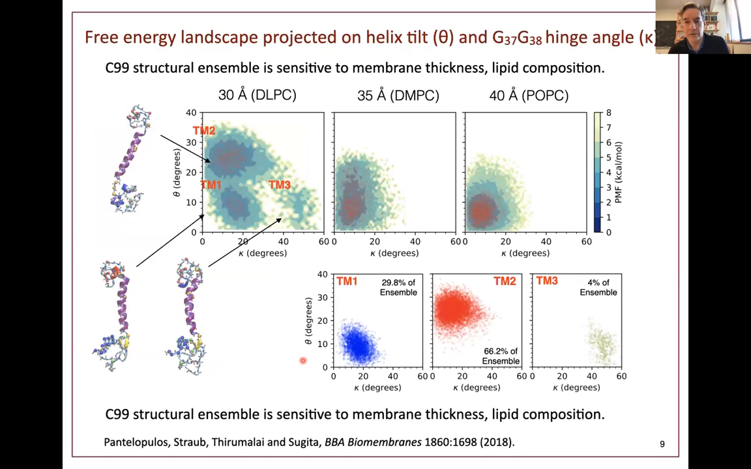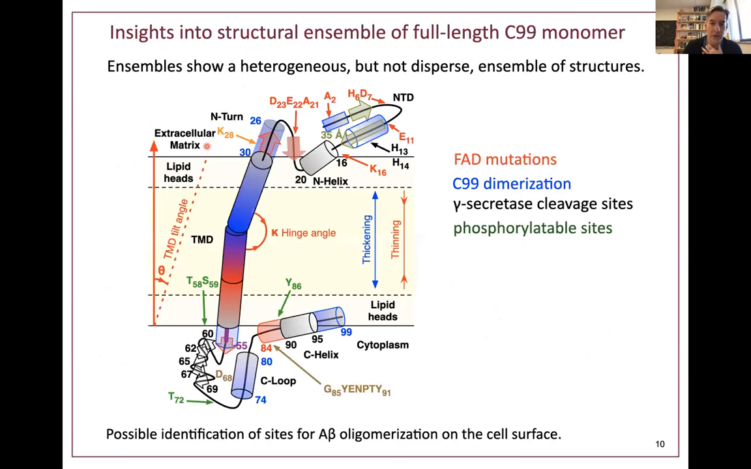The take-home message of this slide is simply that when looking at a variety of membrane thicknesses, we can see significant differences in the structural ensemble of C99, and in particular differences in the tilt angle, as you would expect, but also the relative orientation of the N-terminal helix compared to the transmembrane helix.